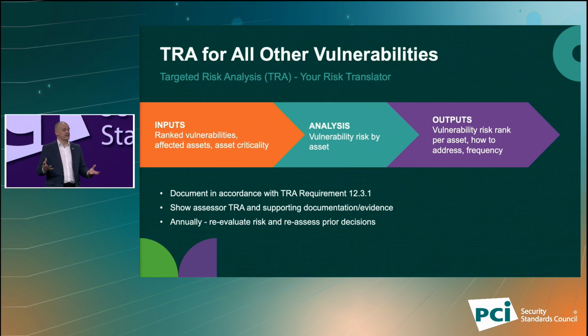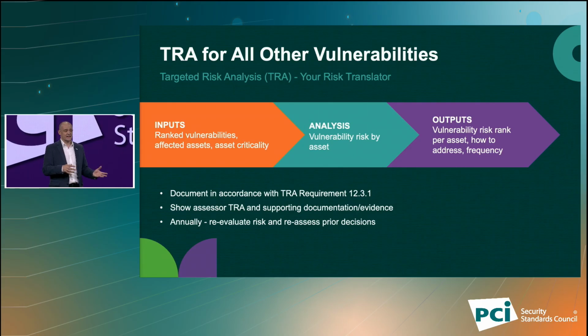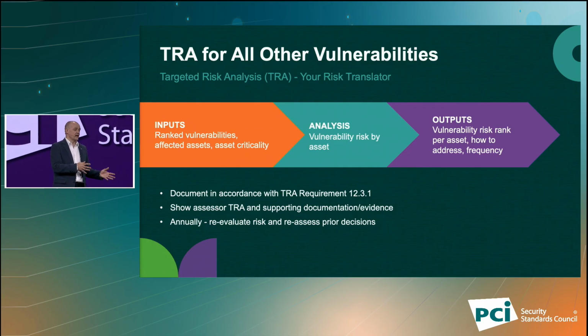You then move on to the analysis. So when you're looking at that, this is the risk according to those assets, where the asset is and how critical that vulnerability is for that specific asset. And then you go on to the output, and this is where you get a ranked risk per asset: which vulnerabilities need to be resolved, and which assets and in which priority.